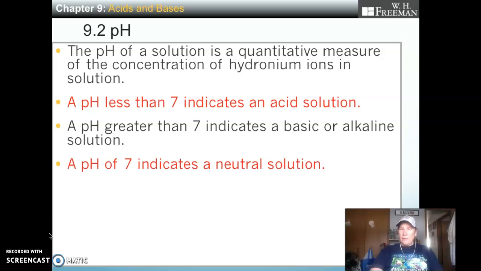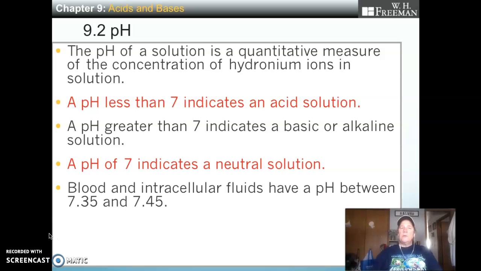The closer it is to 7, the weaker the acid and the base are. The farther they're away from 7, like if you have an acid with a pH of 2, that's a much stronger acid than one of 6. The same with base. If you have one of 14, it's much stronger than one of 8. So the pH scale gives us an indication of basically the strength.